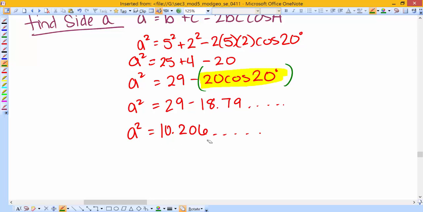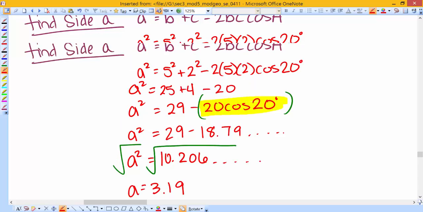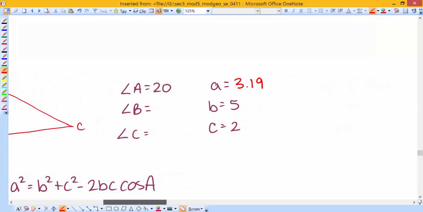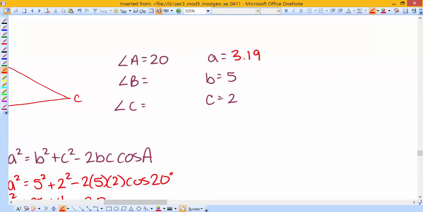So as long as you get the 10.206, now that decimal's in my calculator, but to get rid of that square, I need to square root. So I'm going to square root with the answer button. And a ends up equaling 3.19. So that's the length of a. So I have 3.19. So now I can use the law of cosines to find one of my angles.